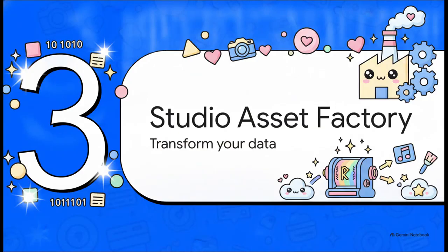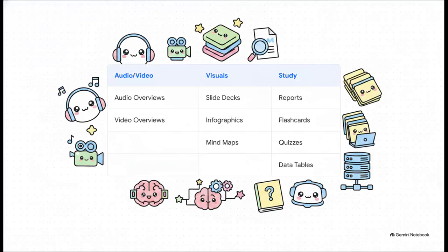All right, part 3, the Studio Asset Factory. Let's see how to actually transform your data into something new. Welcome to the right side of the interface, what we call the Asset Factory. Gemini Notebook currently offers 9 incredible ways to export your knowledge base. You've got audio and video overviews, visuals like full slide decks and infographics, and deep study aids like customized flashcards and quizzes. You aren't just sitting there reading your data anymore. You are actually generating cinematic videos and comprehensive reports from it with literally a single click.